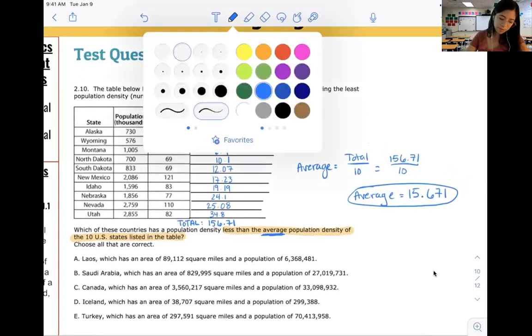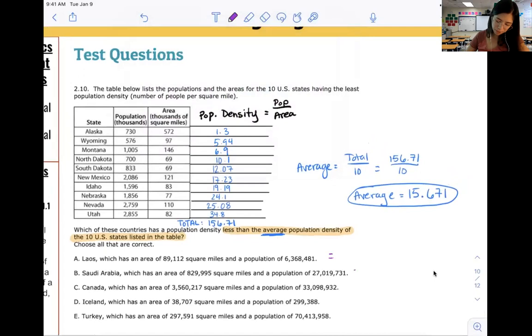So now I got to go through and find all of these population densities, doing the same exact thing. Population divided by area. You had to make sure that you were doing it in the correct direction, because this is population and this is area.